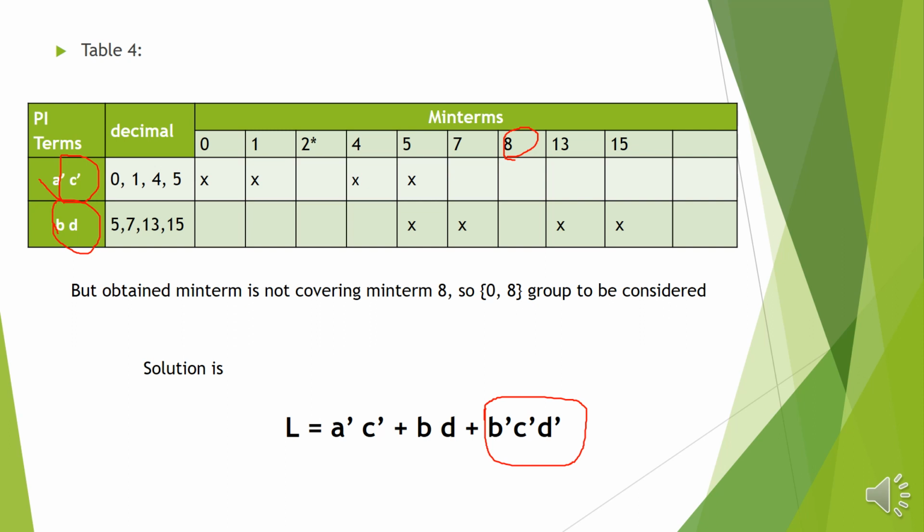Make sure that if you don't cover the don't care term, it's okay, but all the minterms given in the expression should be covered. Since the given expression has minterms 0, 1, 4, 5, 7, 8, 13, 15, where 2 was the don't care term, you can omit the don't care term, no issue, but the minterms should be covered.